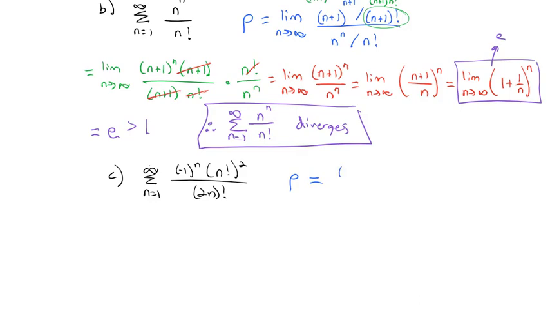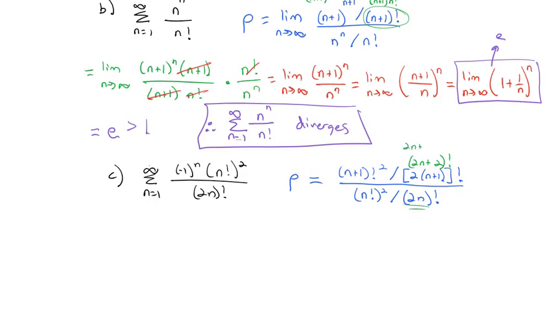So really, our numerator, we've just got n plus 1 factorial squared over 2 times n plus 1 factorial, all over n factorial squared divided by 2n factorial. Well, as I simplify this, the 2 times n plus 1 factorial is really 2n plus 2 factorial. So if we break that up, counting down so that it'll divide out with the 2n factorial, that's really 2n plus 2 times 2n plus 1 times 2n factorial as it counts down.